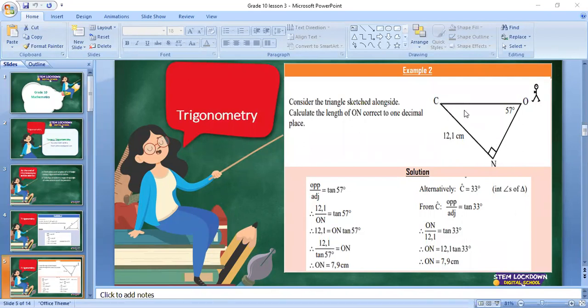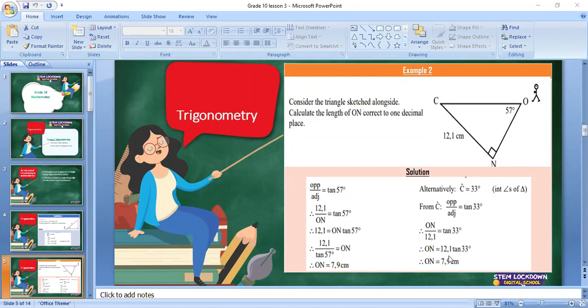And you can see tan 33 degrees equals opposite ON over adjacent 12,1. Therefore tan 33 degrees equals opposite over adjacent, because these are the two sides we are dealing with, the one we're looking for and the one we have. We are looking for opposite, we are given adjacent. What connects opposite and adjacent is tan. So tan 33 equals opposite ON over adjacent 12,1.